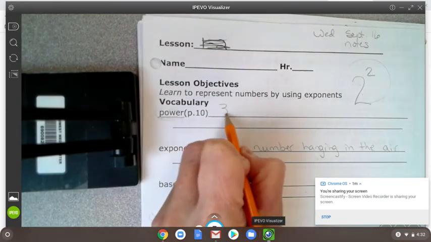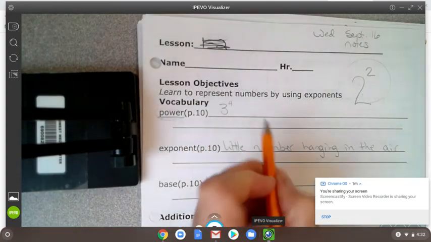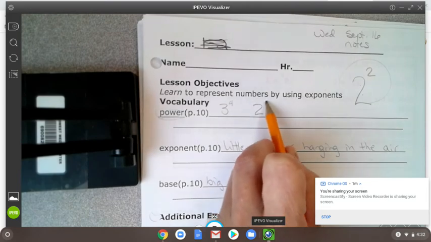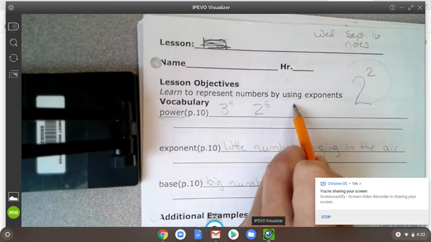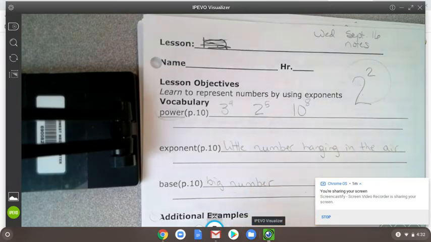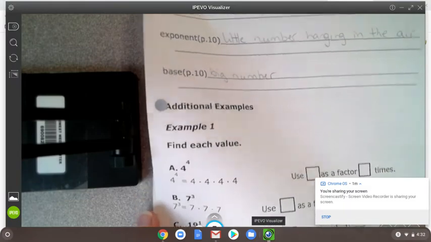So this could be 3 to the 4th power. This number is 2 to the 5th power. This number is 10 to the 8th power. And that's just how you kind of read it. Okay, and I'm going to show you some examples.